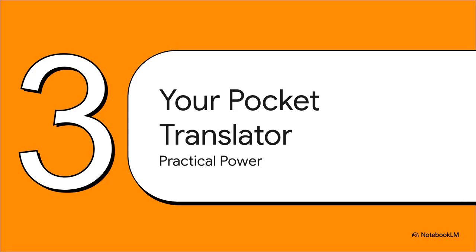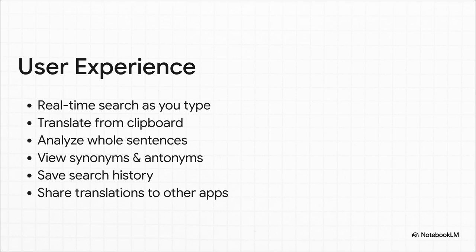Okay, so we've talked about the technical wizardry, but what does that mean for you? What does all this incredible engineering actually feel like when you're using it as a tool in your pocket? Because of all that smart engineering, you get features that are just seamless. You start typing and the results pop up instantly. You can copy a word from anywhere, a message, a website, and the app translates it right from your clipboard. It can even take a whole sentence and break it down for you. You get all the rich details like synonyms and antonyms, and you can save and share everything. It's just a smooth, powerful experience.